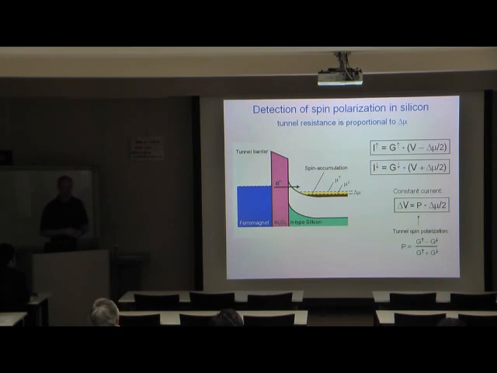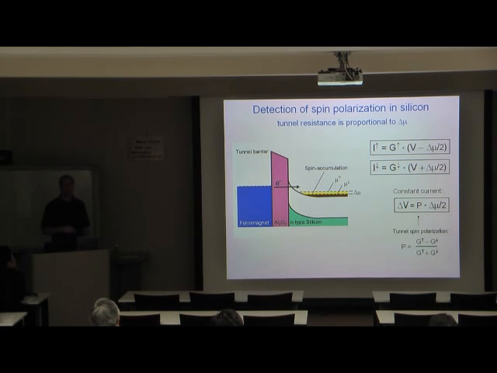Let's say one thing about how we detect the spin polarization. Basically, the tunnel resistance or the voltage drop over a tunnel barrier at constant current depends on the magnitude of the spin accumulation. You can relatively easily show that by writing down the equations for the tunnel current for the two different spin orientations. They're proportional to the tunnel conductance times a potential difference, which is different for the two different spins when you have a non-zero delta mu.